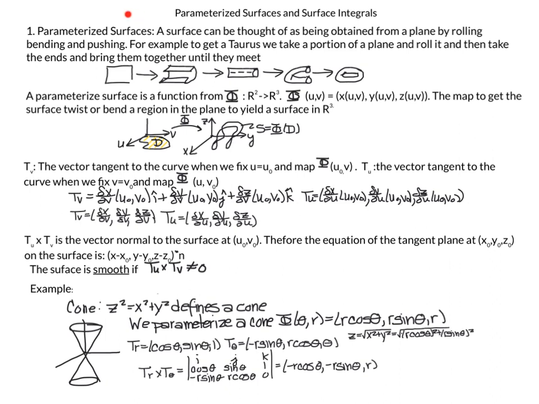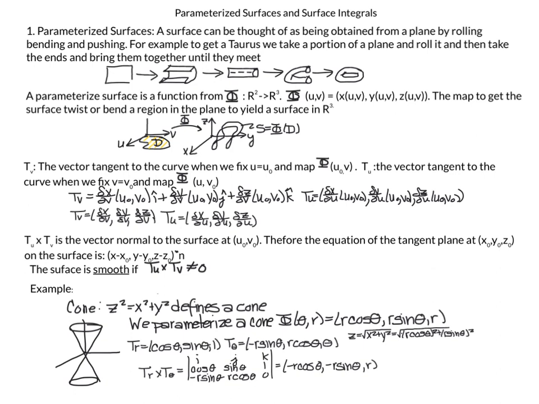So we're going to start by defining what a parameterized surface is. We're going to think of a surface as being obtained from a plane by rolling, bending, and pushing. For example, to get a torus, this donut shape, we can think of taking a portion of a plane. In this case, we're going to think of it like a piece of paper, and we're going to roll it up into a tube and then bring the ends together until they meet, until you get this donut shape. So again, the surface takes a two-dimensional shape and then it produces something in 3 dimensions by some sort of manipulation, and our manipulation is our function.